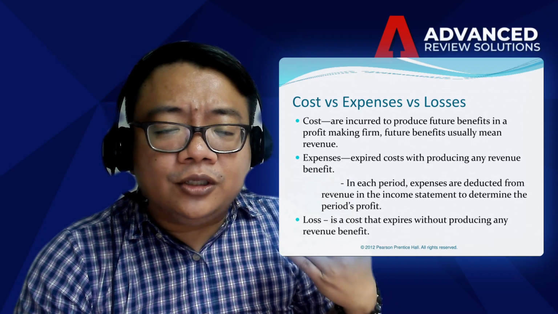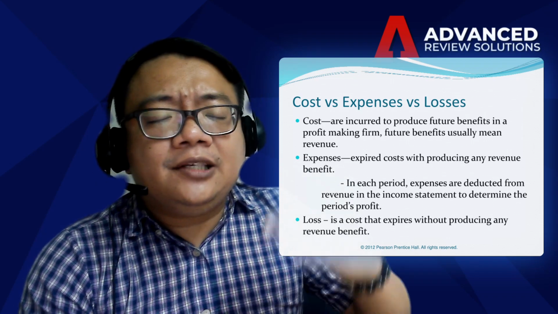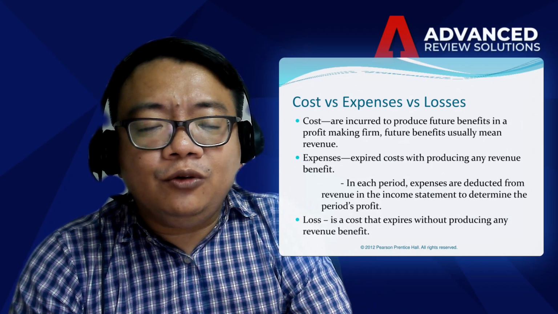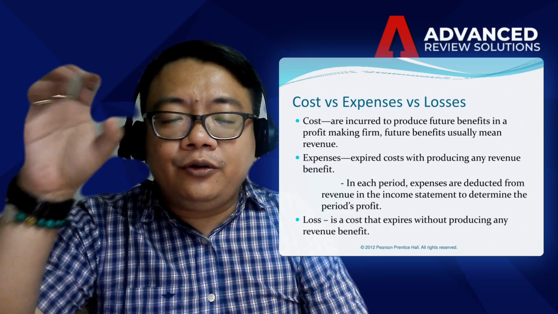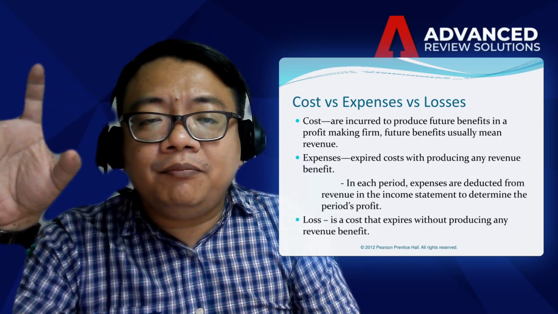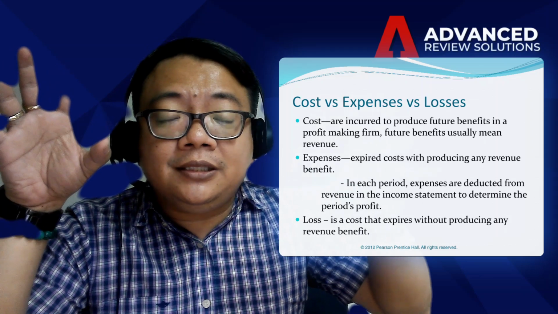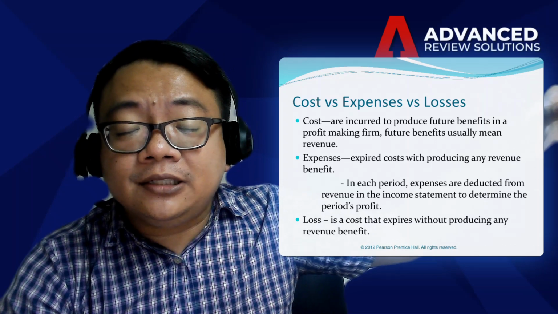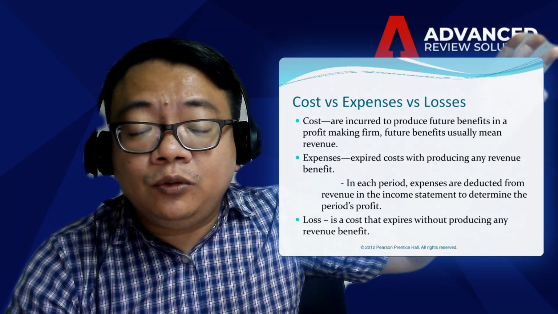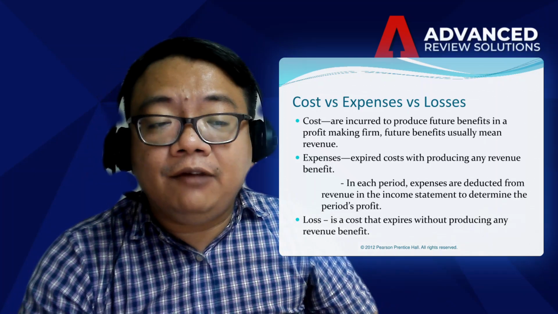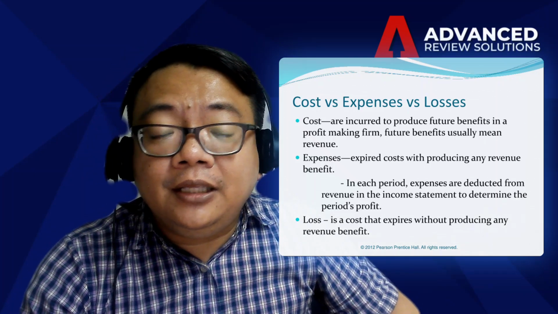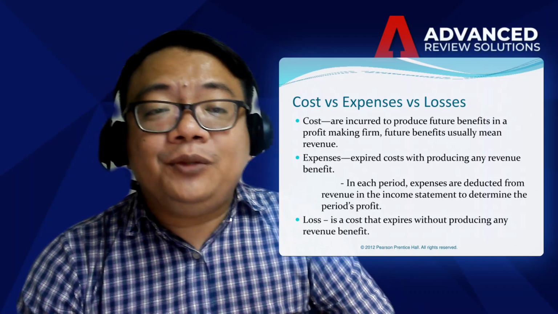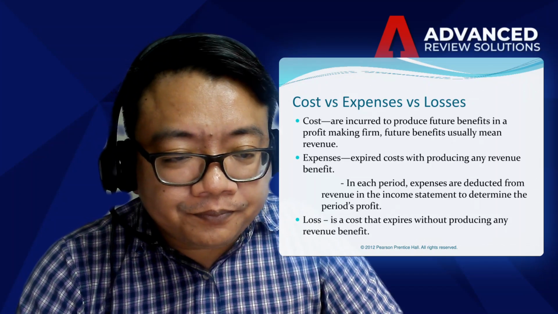Ano pa kaibahan ng loss? Same pa rin, class, expired cost, pero without producing any revenue benefit. Again, you have your cost, yung lahat ng asset mo ay part of the cost. You have your expenses, expired cost with producing benefit, and the last one is loss, expired cost, but without producing any revenue benefit. Ano yung mga sample niyan? Yung inventory na walang insurance, nasisira. Okay? That would be your loss. Okay.